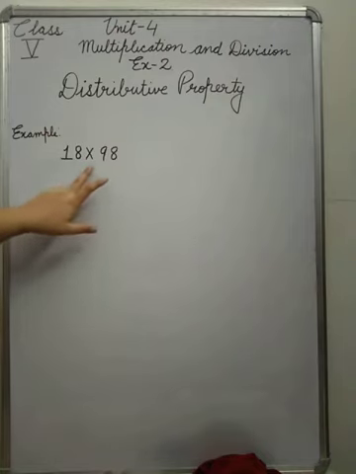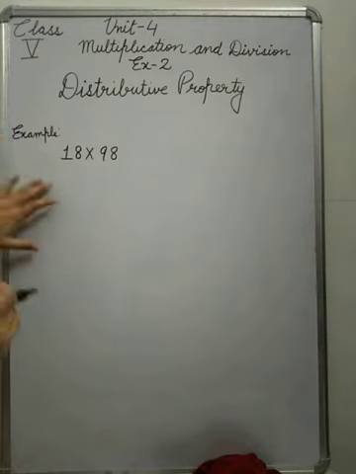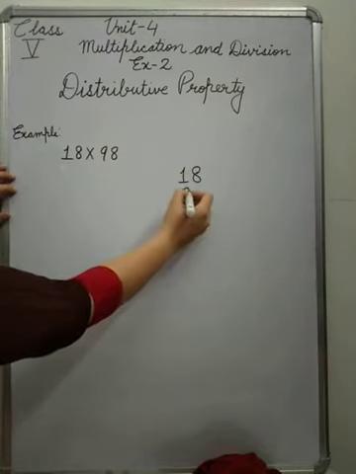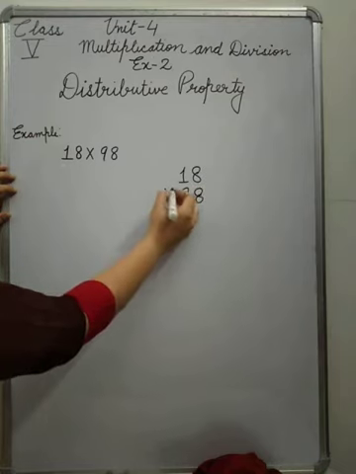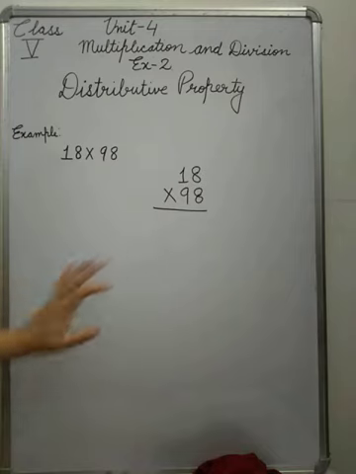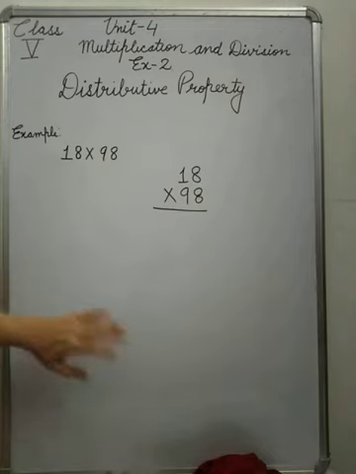Now 18 multiply 98. That you all know, you all can do, right? But in what manner will you do it? You will do it in the manner 18 into 98. You all know this method. Okay, now firstly we will solve this question by this method, then we will solve it by distributive property.